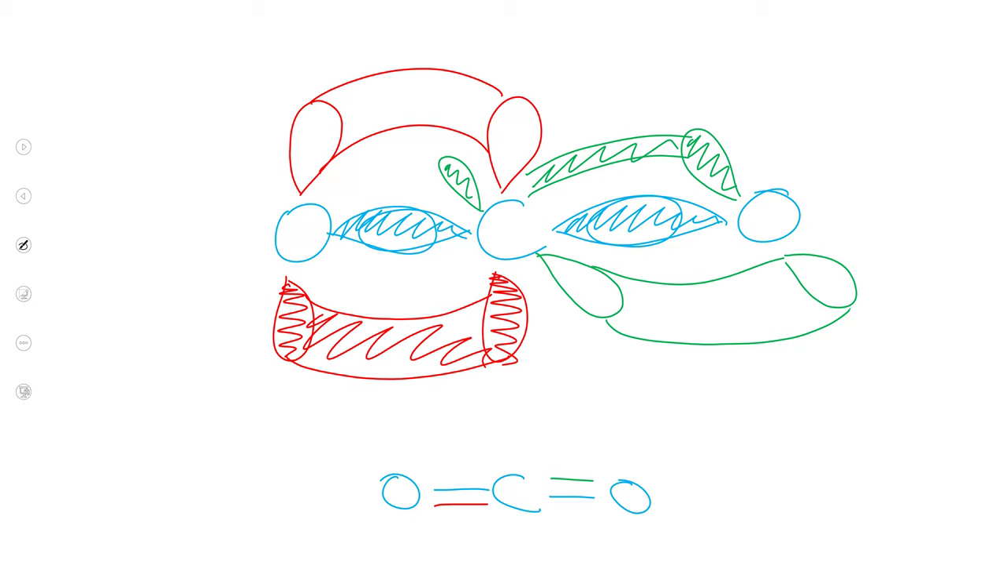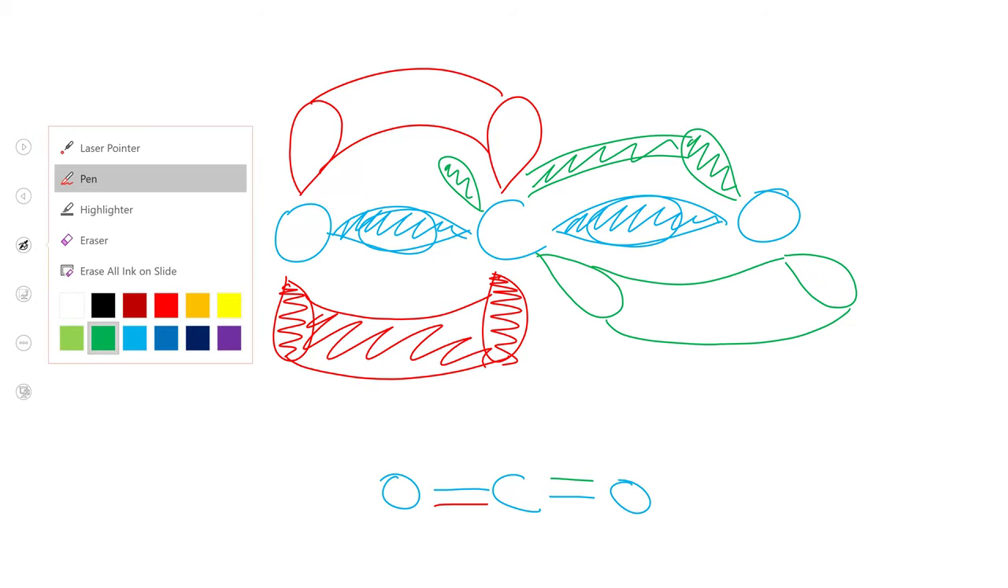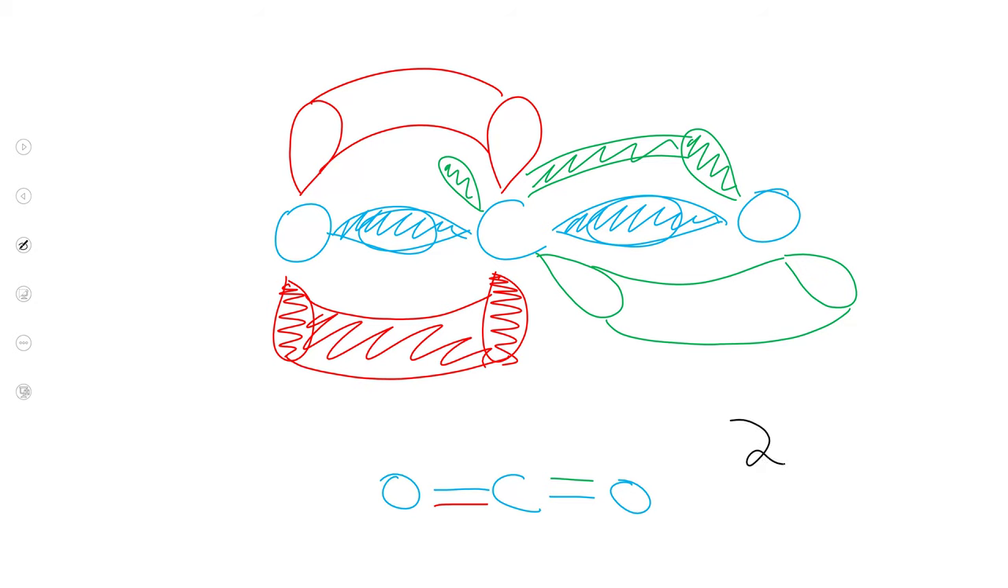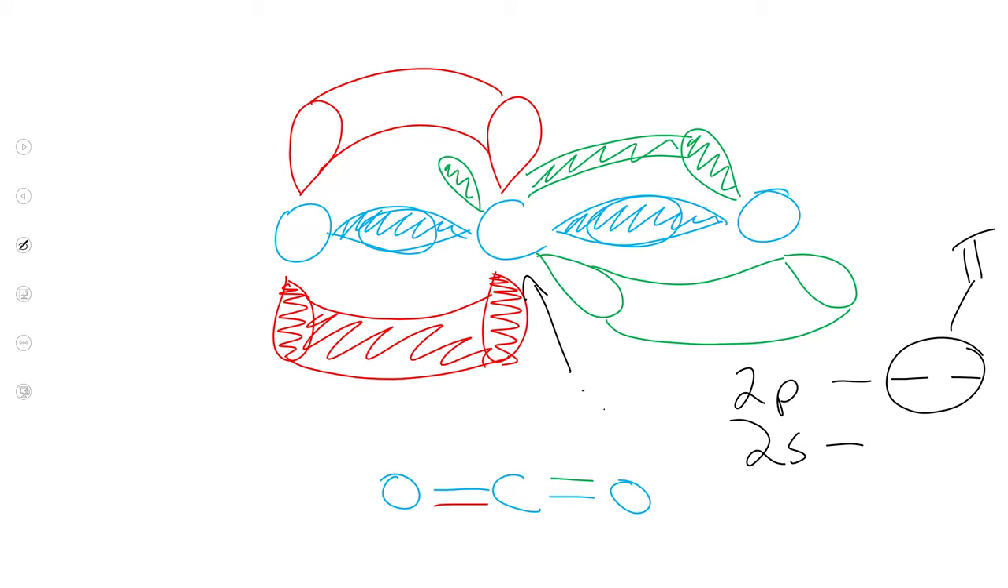So if that middle carbon had its 2s and 2p, but both of these had to form pi bonds, what's the hybridization? What's left to mix together to make those two sigma bonds? One part s and one part p. So this middle carbon has a hybridization that's just sp.